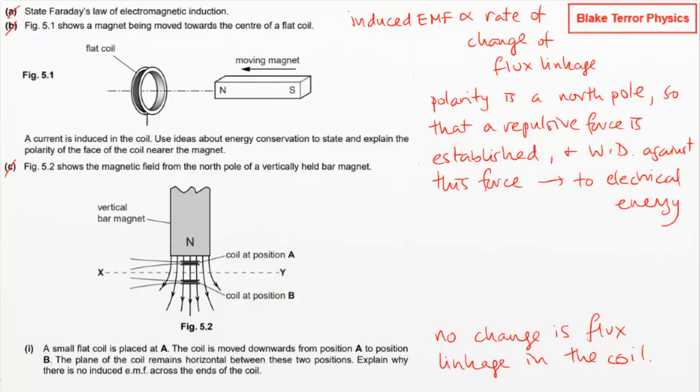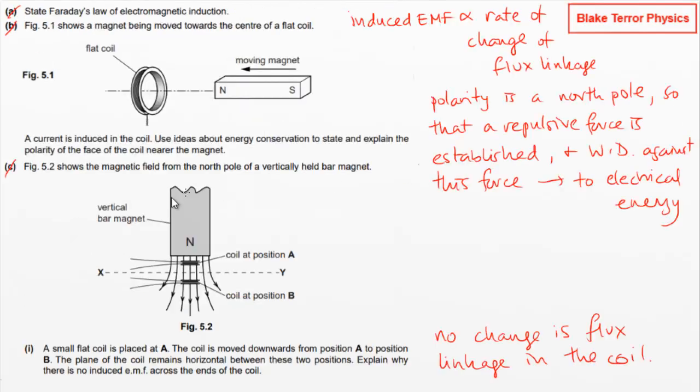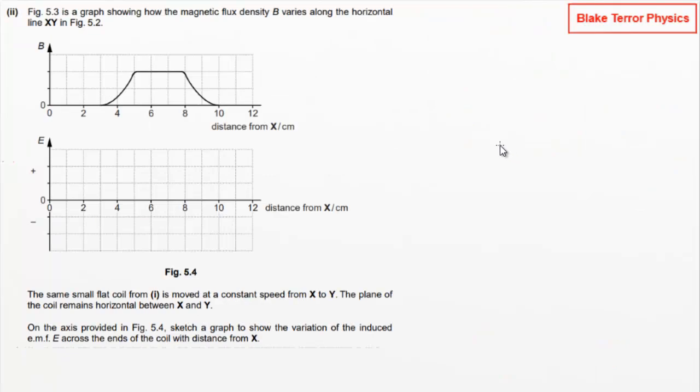Right, there must be more again. And there is, so we've got graphs. Figure 5.3 is a graph showing how the magnetic flux density, B, varies along the line X and Y in that previous picture. So moving it from X on the left over to Y on the right, that's how that's changing.